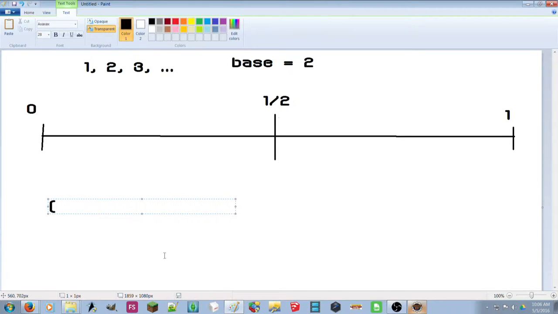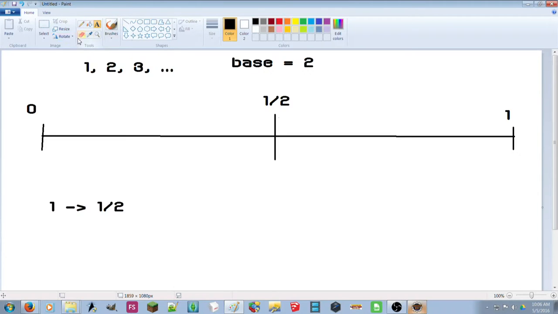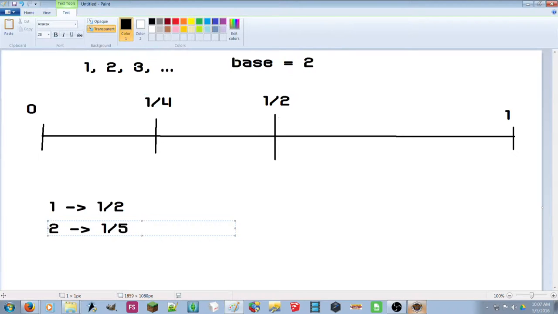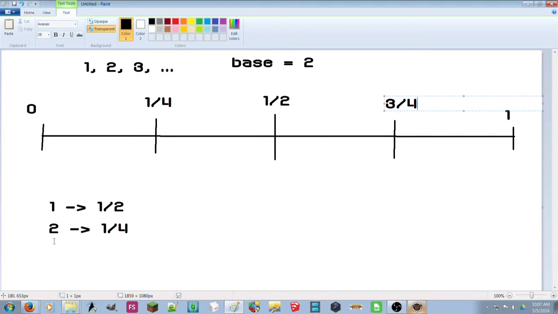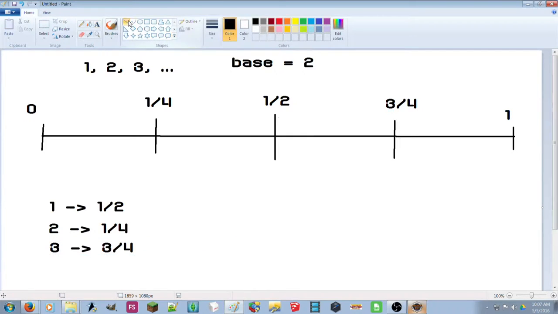So your input was 1, that's going to get you 1/2. If you were to input 2, you get 1/4. Sorry, it's been a while since I've used Paint. 3 will get you 3/4. 4 will get you 1/8. 5 will get you 3/8. 6 will get you 5/8. 7 will get you 7/8.